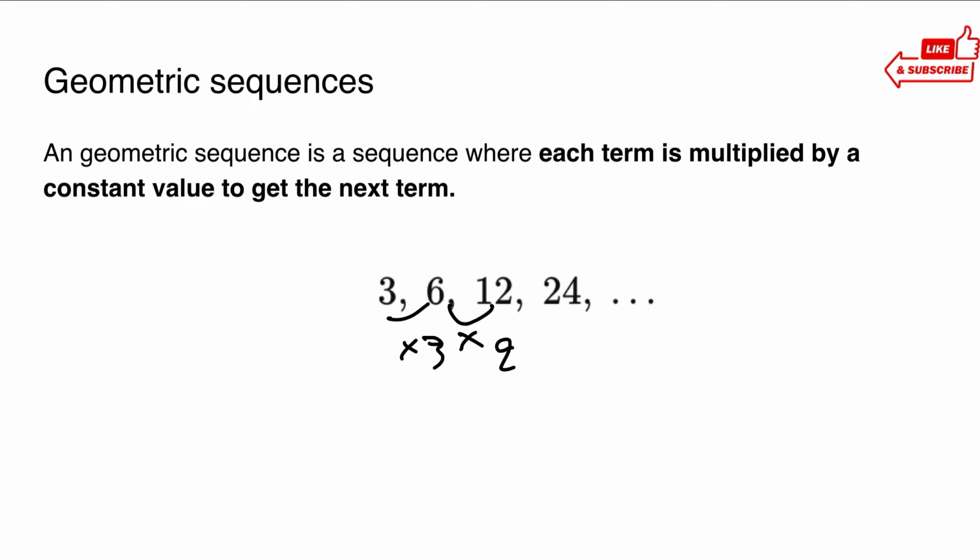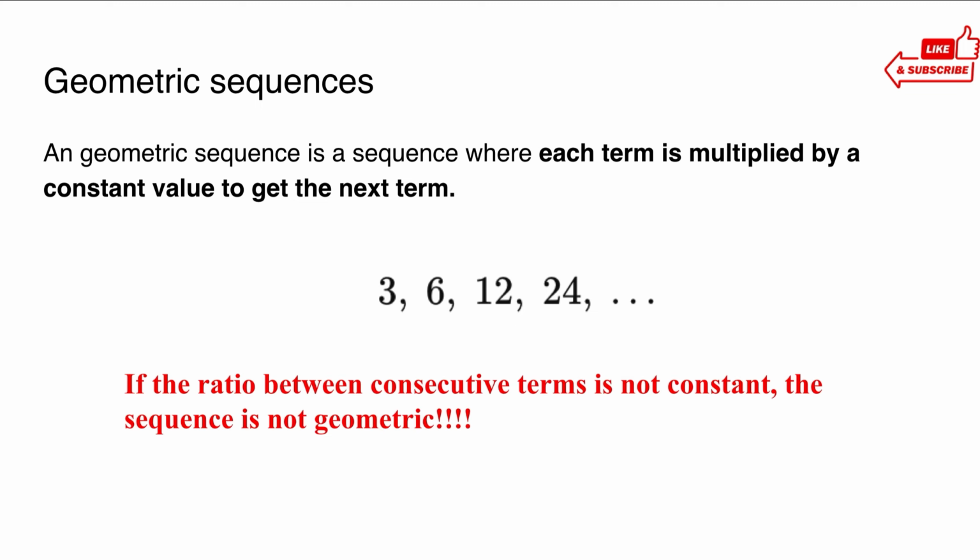You multiply by 2 to get from 3 to 6, from 6 to 12 you multiply by 2, and from 12 to 24 you multiply by 2 once again. So here, as per the definition, each term is being multiplied by the constant value 2 to get the next term. And if the ratio between consecutive terms is not constant, then this sequence is not geometric.